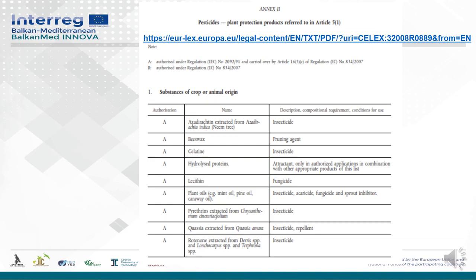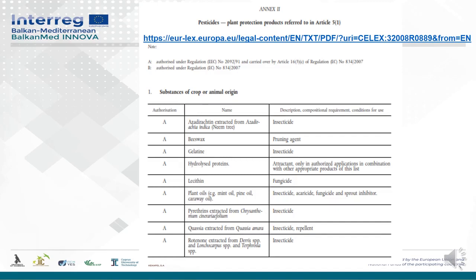Hydrolyzed proteins serve as attractant only in authorized application in combination with other appropriate products of this list. Lecithin is a fungicide. Plant oils, of plant oil origin like mint oil, pine oil, caraway oil, clove oil, and so on, are insecticide, acaricide, fungicide, and sprout inhibitor, depending on the case. Pyrethrin, extracted from Chrysanthemum cinerariifolium, is used as an insecticide. Quassia, extracted from Quassia amara, is used as insecticide, and sometimes it serves as repellent.